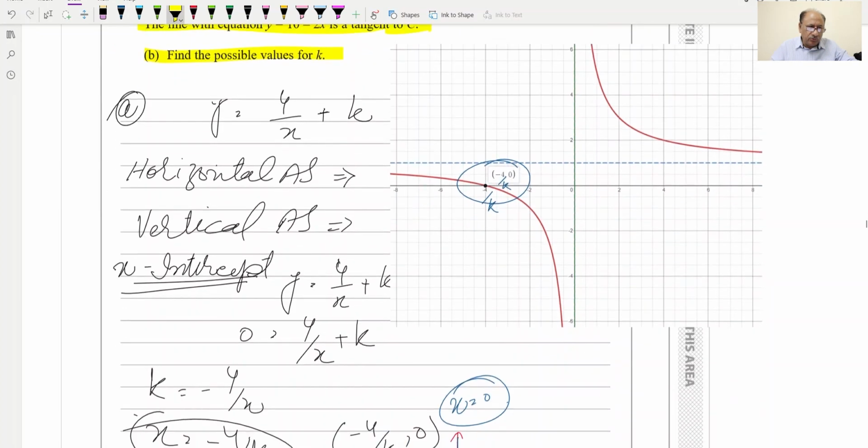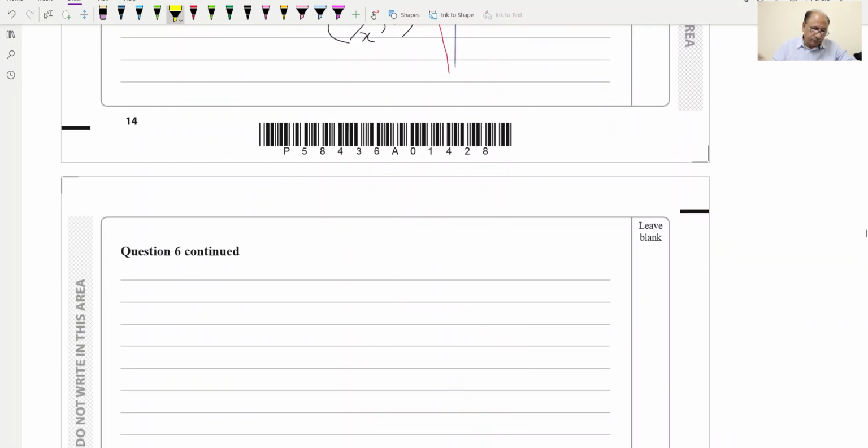So y is equal to 10 minus 2x. So the b part we can solve. This is the equation of the line given, and the equation of the curve is y is equal to 4 over x plus k, where k is greater than 0. Now we can equate these equations to form the quadratic equation.